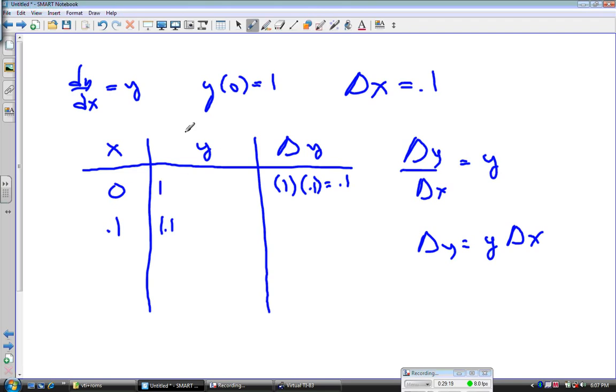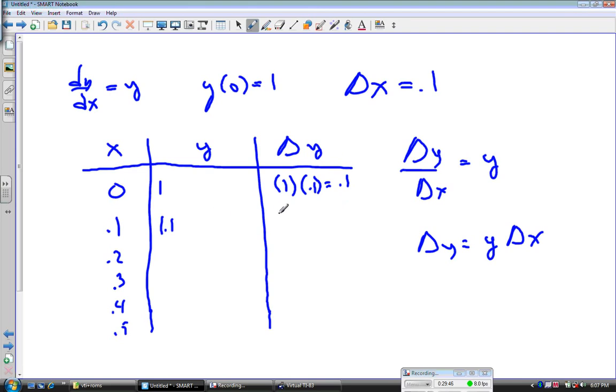Now this question, if you read it, it says, knowing that y of 1 is 0, using delta x of 0.1 in Euler's method, can you estimate y of 0.5? So we've got to go 0.2, 0.3, because delta x is always 0.1, 0.4, 0.5. So let's see what y is if we go all the way down here. So this is an Euler table.